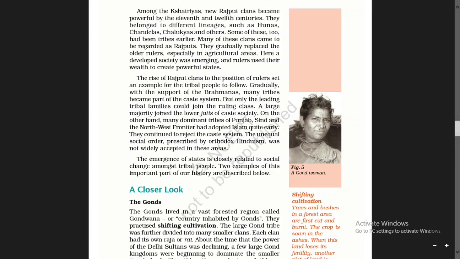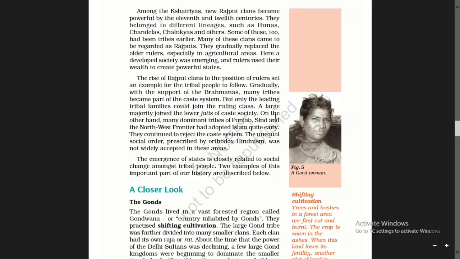On the other hand, many dominant tribes of Punjab, Sindh and the northwest frontier had adopted Islam quite early. Having dominant tribes means having power. Islam means the Muslim communities' religious faith and belief. They continued to reject the caste system.